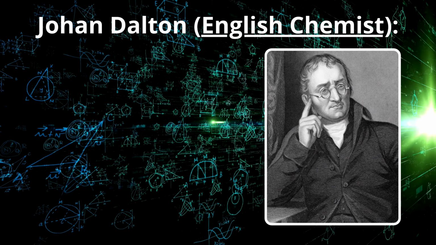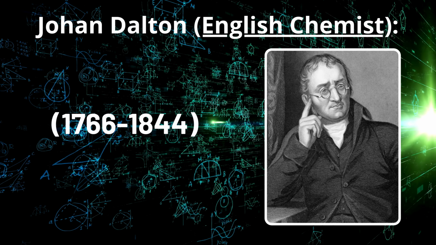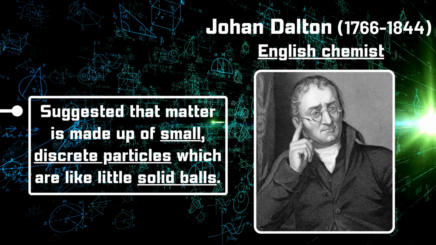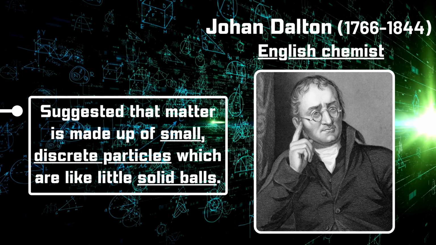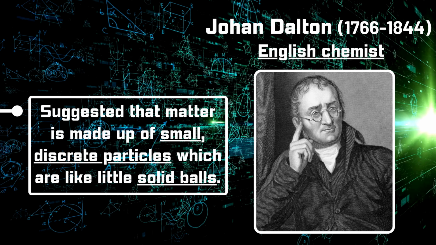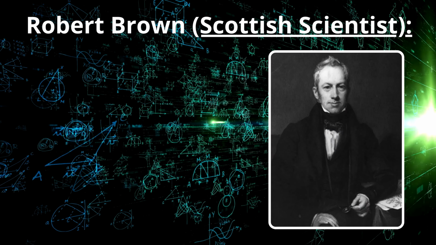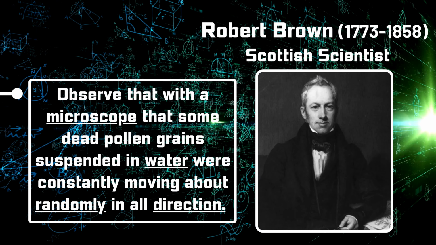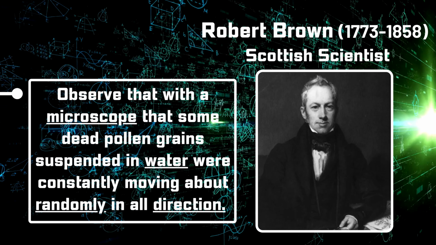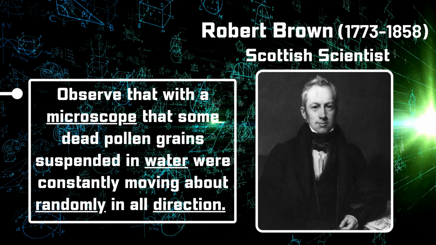John Dalton was an English chemist, 1766 to 1844. He suggested that matter is made up of small discrete particles which are like little solid balls. Robert Brown, Scottish scientist, 1773 to 1858, observed with a microscope that some dead pollen grains suspended in water constantly moved about randomly in all directions.